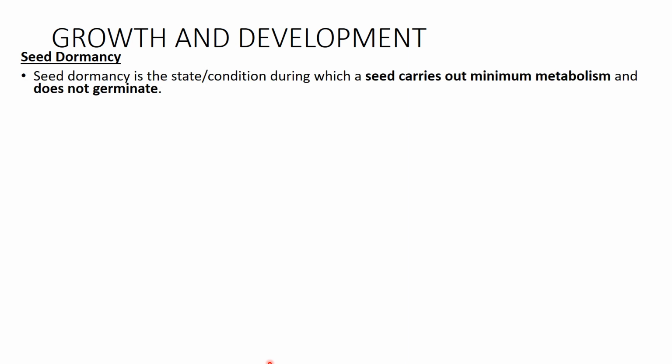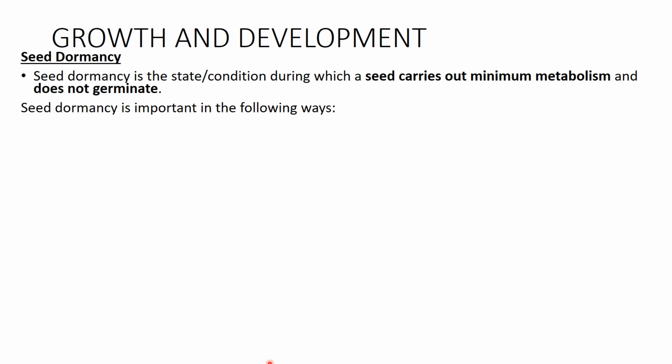So now we look at something easy to comprehend, that is seed dormancy. Seed dormancy is the state or condition during which a seed carries out minimum metabolism and does not germinate. So you can have a seed, you can throw it maybe on the ground, but it won't germinate. Why? Maybe because it is not doing a lot of metabolism. Okay, so that condition is called seed dormancy.